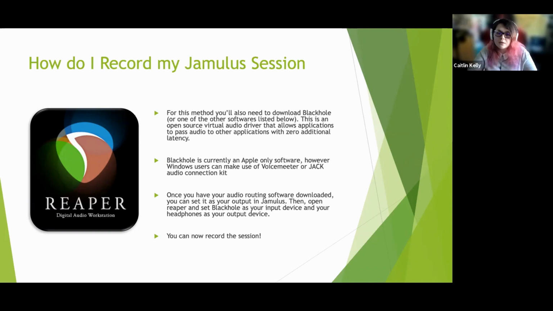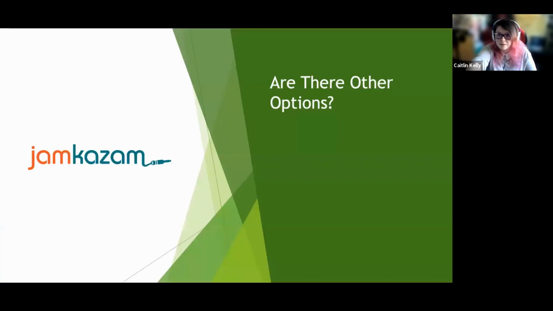So once you have your audio routing software downloaded, set it as the output in Jamulus, and then you open Reaper and set Blackhole as your input device and your headphones as your output device. Now that's a legacy option, so there's a little box you'll need to tick to do that. But this is the method that I've been using, and it works very well for me. So that's how you record a session using Reaper.